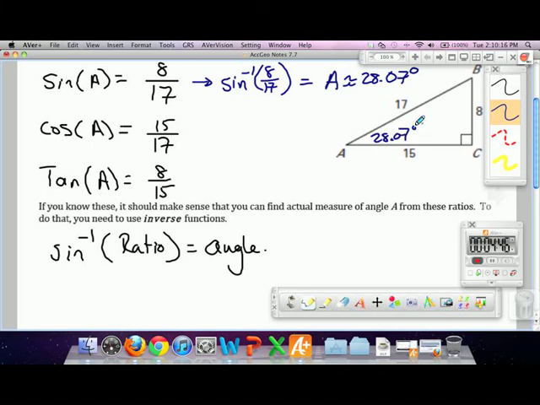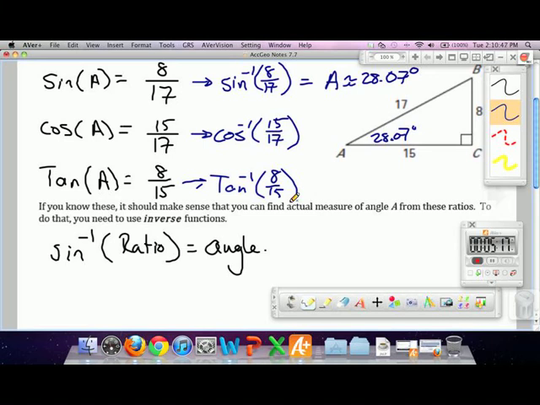Notice you only need to do this once. We didn't need to do it for all 3 because it's the same thing. Because we saw as well that cos inverse of 15 over 17 will give you the same value for A. That's good. We'll take the inverse function, plug in the ratio of the sides that we have, and that will pop out the angle measure.